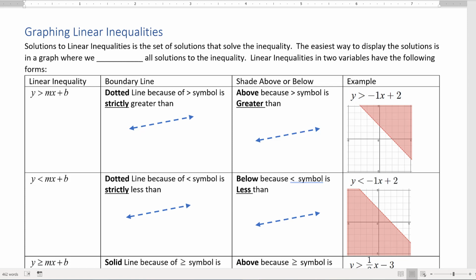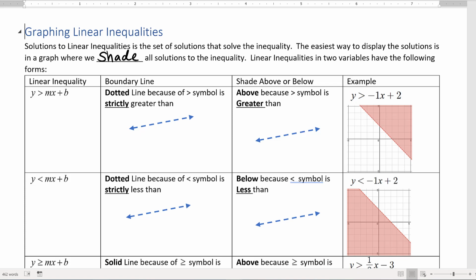Today's lesson is on graphing linear inequalities. Solutions to inequalities are the set of solutions that solve that inequality. And usually there's a lot of those solutions. The easiest way to display those solutions is in a graph where we shade all of the solutions to the inequality. Linear inequalities in two variables have the following form.